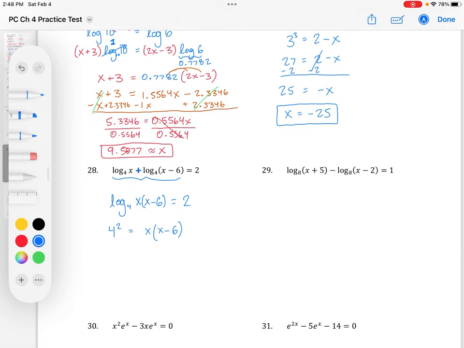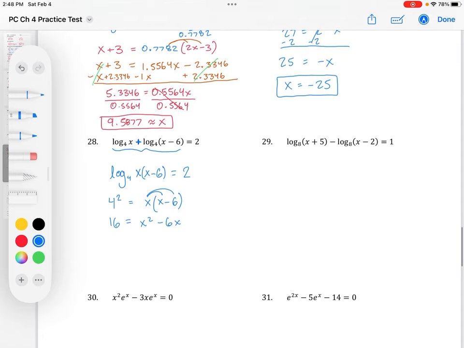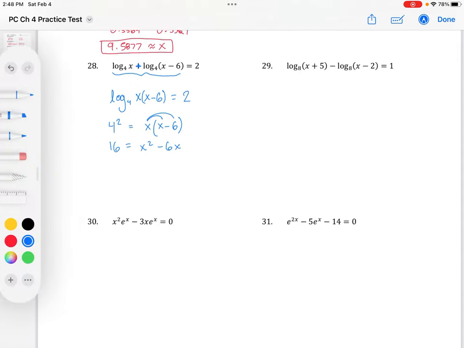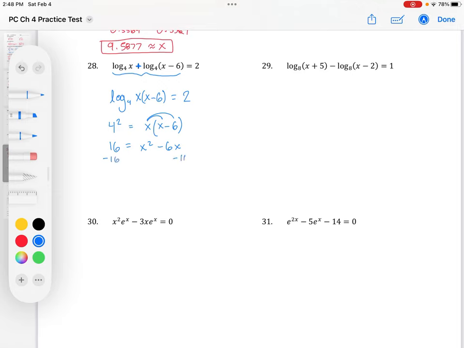All right, so now we just start solving. I would distribute this x into the parentheses and make this 16 equals x squared minus 6x. I can see that this is going to be a quadratic, so let's get 16 out of here. So we have 0 equals x squared minus 6x minus 16. And this actually is factorable. So you can think of 2 numbers that multiply to give you negative 16 and add to negative 6. Those are 2 and negative 8.